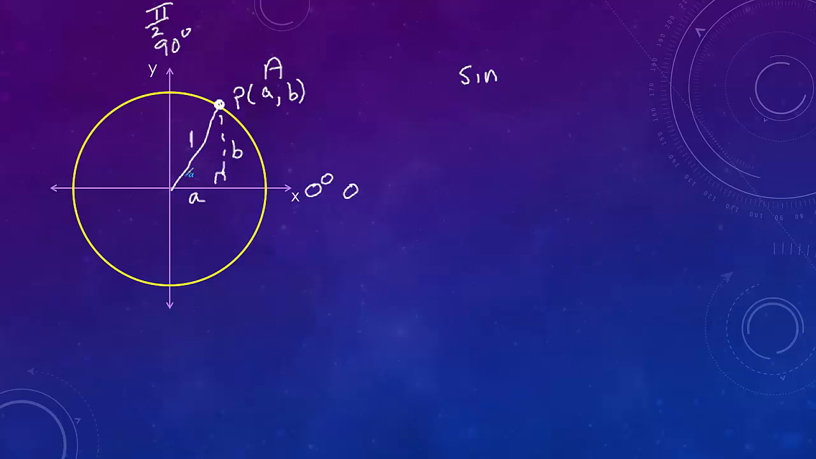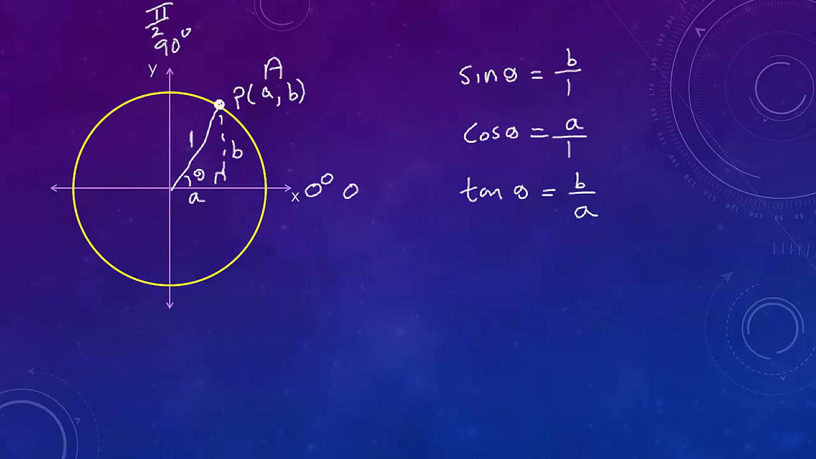So the sine of this angle here, which I'll call theta, would be equal to the opposite, which is B, over 1. The cosine of theta would be the adjacent, which is A, divided by the hypotenuse, which is 1. And the tangent of theta would be the opposite, which is B, divided by the adjacent, which is A.